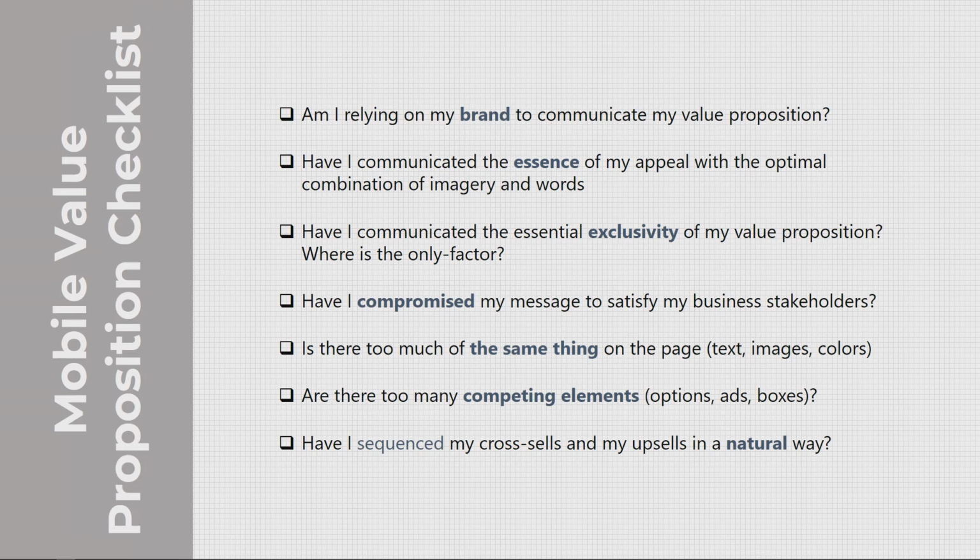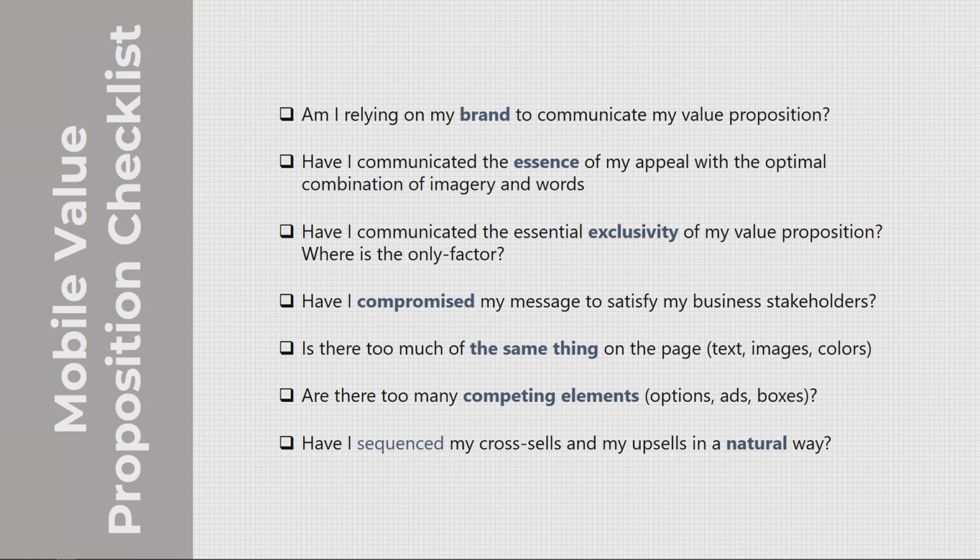2, have I communicated the essence of my appeal with the optimal combination of imagery and words? That is that essential message. Are you using both imagery and words? Waste no images. Use them precisely. Use them to communicate that essential message in that shaded area of the Venn diagram. 3, have I communicated the essential difference? What is it that I have said that would foster this conclusion? I can't get this anywhere else. Until you have done that, until there is an only factor, until one of your words has an EST, like largest, and you back it up, fastest, and you back it up with quantifiable information, then you're leaving people to too much unsupervised thinking.